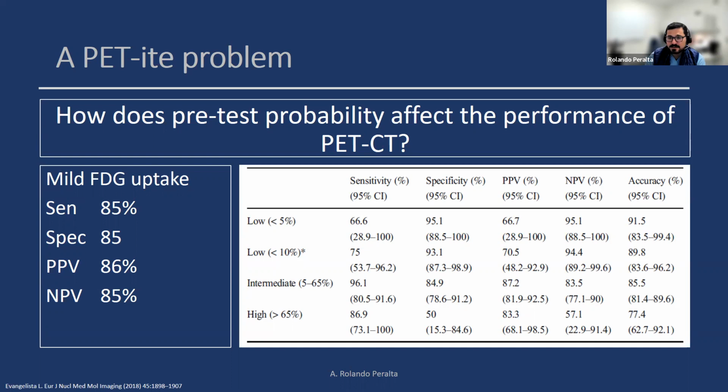This low positive predictive value and this low negative predictive value is the reason why we don't run PET-CTs on high or low probability cases, okay?